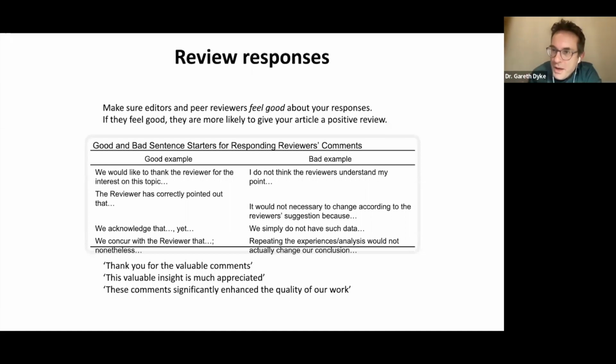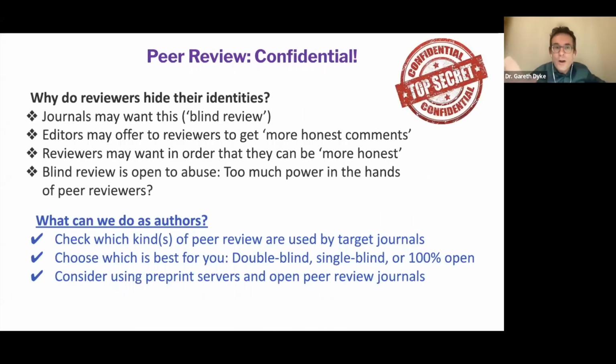If you put your peer reviewer in a good mood, they will more likely click the accept button on your paper when it goes back to them in the second round. Lots of authors, though, say things like, I do not think the reviewers understand my point. It would not be necessary to change according to the reviewer's suggestions. We simply do not have data. Repeating the analyses would not actually change our conclusions. A lot of this is in how you word your responses to journals to increase your chances of success.